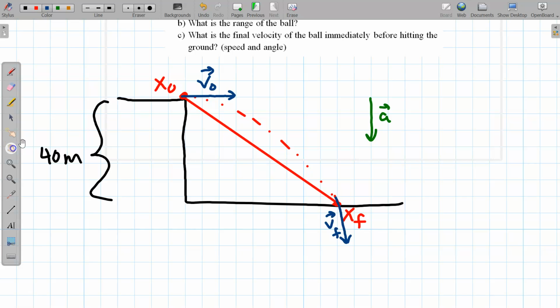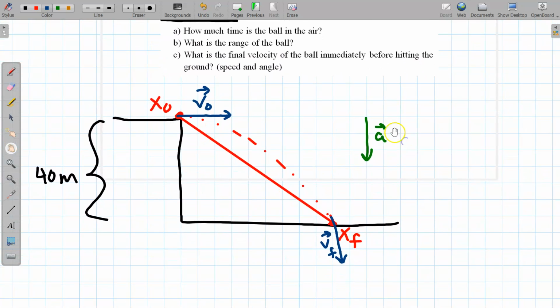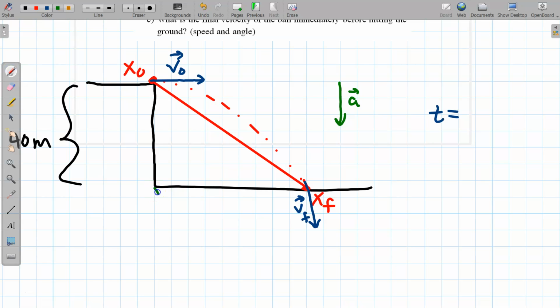All right, now question A is asking how much time it is in the air. That doesn't really show up on a sketch because it's not something you can see. It's time, of course. The range of the ball is a special vocabulary word in physics. The range is just the horizontal displacement from start to finish. Where did it land compared to where it started? I like to call that the displacement in the x direction. And then letter C is asking what's the final velocity. It wants an angle and also a magnitude of the speed.